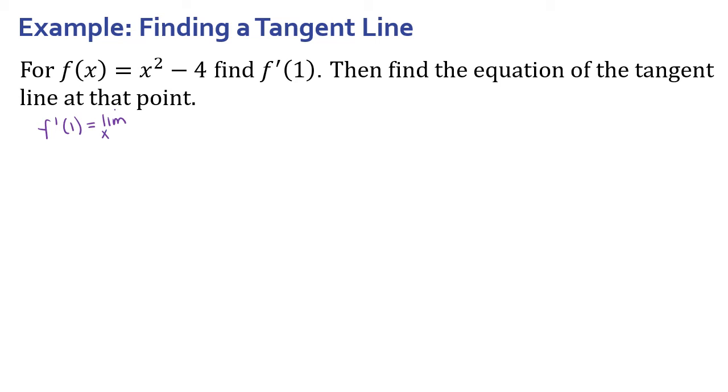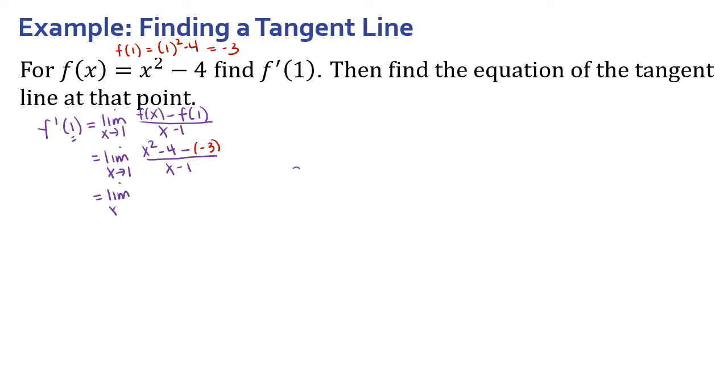So we'll start with the x approaches a formula. In this situation, our a is 1. So the limit as x approaches 1 of f of x minus f of a, which is f of 1, all over x minus 1. So that's going to give us the limit as x approaches 1 of f of x, which is x squared minus 4, minus f of 1. So f of 1 is going to be 1 squared minus 4, which gives us negative 3. So minus a negative 3, and then that's all over x minus 1.